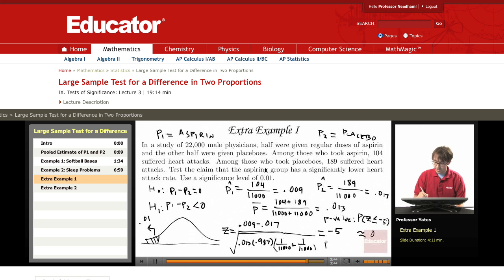So we're trying to see, is the p-value less than or equal to alpha? Well, my answer for that is yes. So what am I going to conclude? I'm going to reject the null hypothesis. So we would conclude that taking the aspirin has significantly lowered the heart attack rate when compared to a placebo.